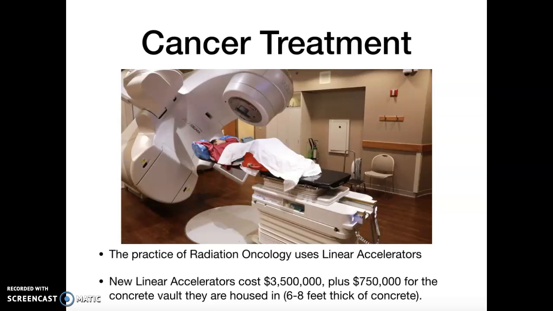They're pretty impressive machines. A new linear accelerator will cost $3.5 million. And on top of that, you have to pay $750,000 to build it. It's really like a bunker. It's a concrete vault that you put them in, and these concrete vaults have 6 to 8 feet of concrete in every direction. I'll talk about why that's important here in a second.